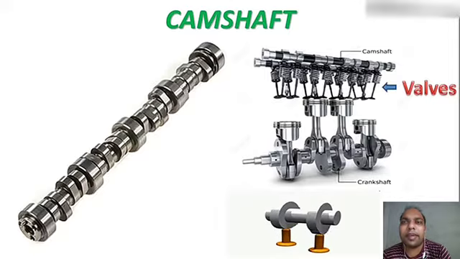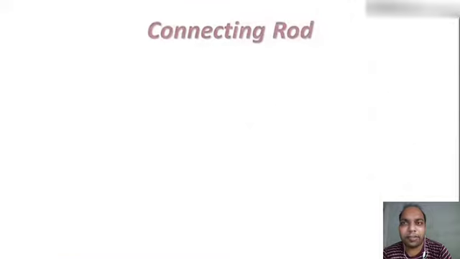Now you can see in the diagram there are four types of valve. They are inlet, expansion, suction, compression, expansion, exhaust.